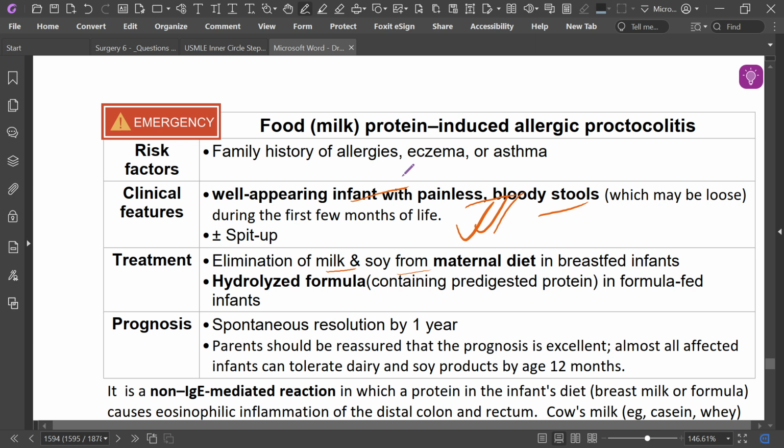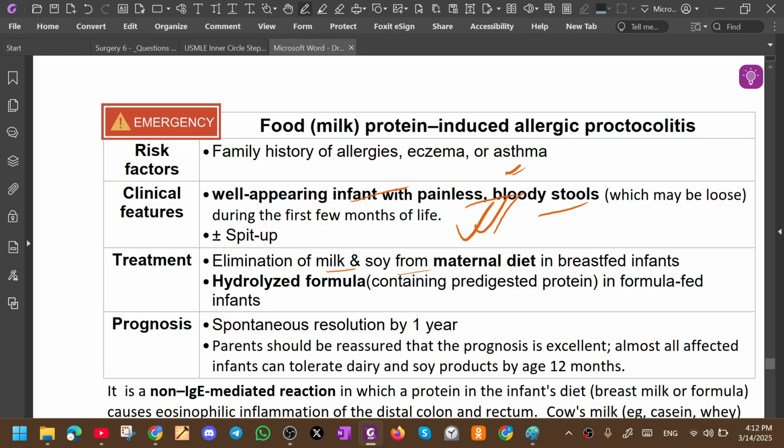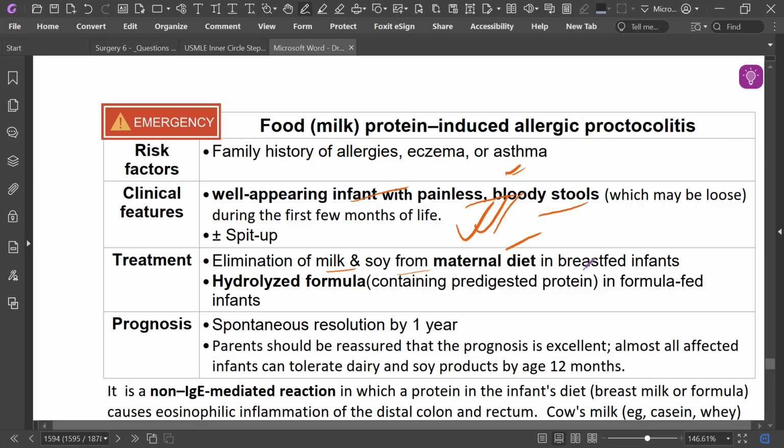It is in the question stem: a well-appearing baby comes to you with a painless bloody stool. When you see blood, you become nervous. But it is not a very emergent situation. It is a simple thing: if you eliminate milk and soy from the maternal diet in the breastfed infant, it can be corrected. Hydrolyzed formula containing pre-digested protein is used in the formula-fed infant. Spontaneous resolution occurs by age 1 year.